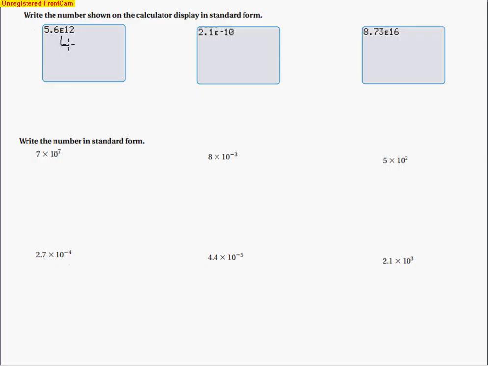And the E basically represents times 10 to a power. So this is the same thing as 5.6 times 10 to the power of 12. And so this E just means the exponent is 12 on the power of 10. So if I was to write this out in standard form, just the regular number, you're going to move the decimal 12 spaces to the right, or 12 place values.